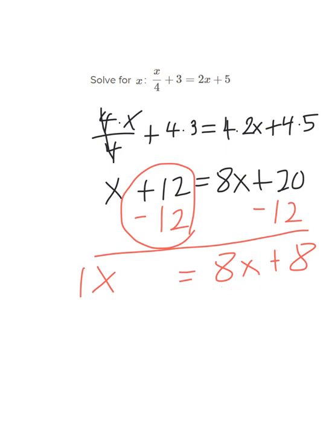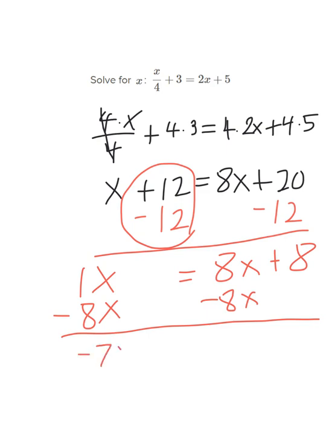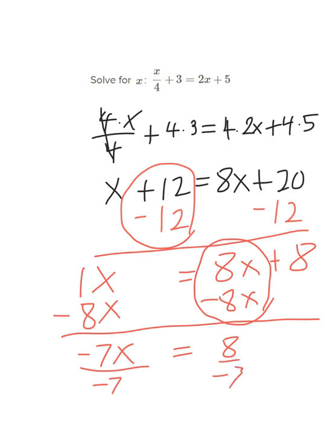So this is what it looks like. Minus 8x from both sides. 1x minus 8x is negative 7x equals, this much is 0, 8. Divide both sides by negative 7. And I have my answer. x equals negative 8/7. And that's your solution.